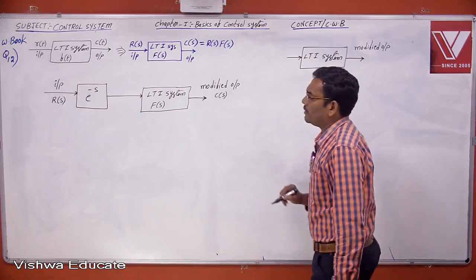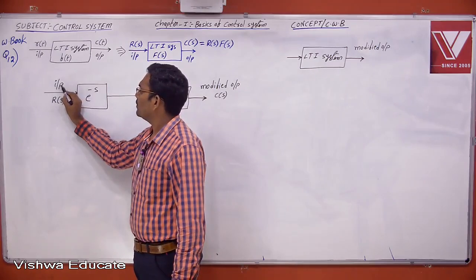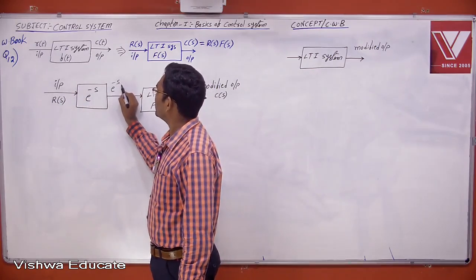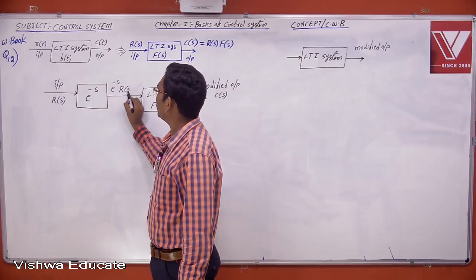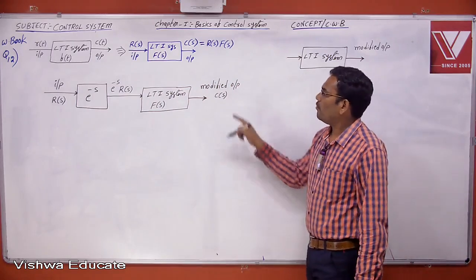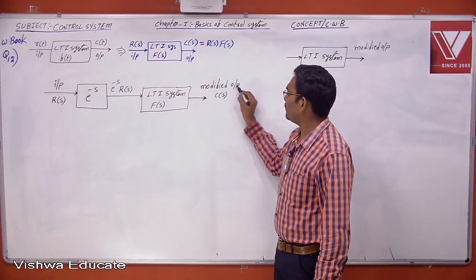Now see here. This is input R of s, therefore this is input R of s into e power minus s. Therefore this is e power minus s into R of s. Then this is applied to an LTI system. Then what should be the modified output in time domain? The question is asking for the modified output in time domain.